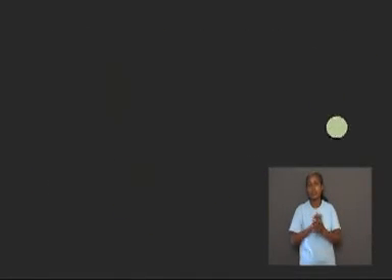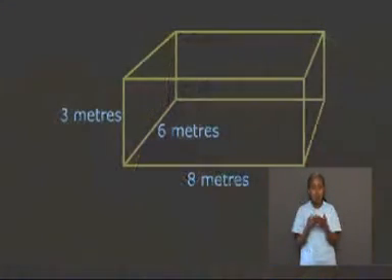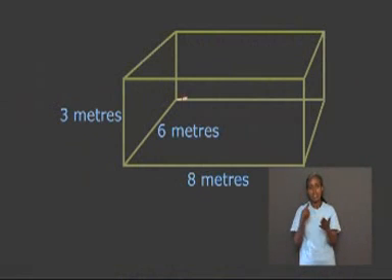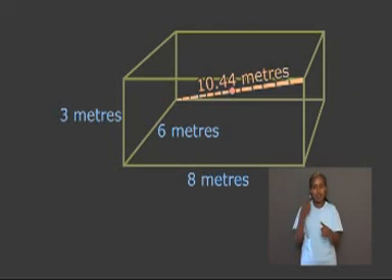Time's up. Let's get back to our lesson. Were you able to solve this problem, students? What you have learned in this lesson has given you all the tools you need. If you added the squares of the three dimensions and calculated their root, you found that the distance we were looking for is about 10.44 meters. Well done, students.